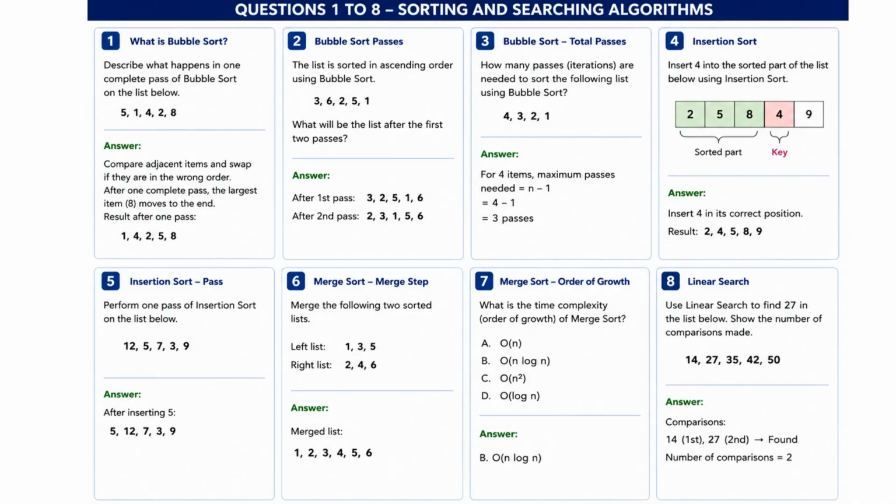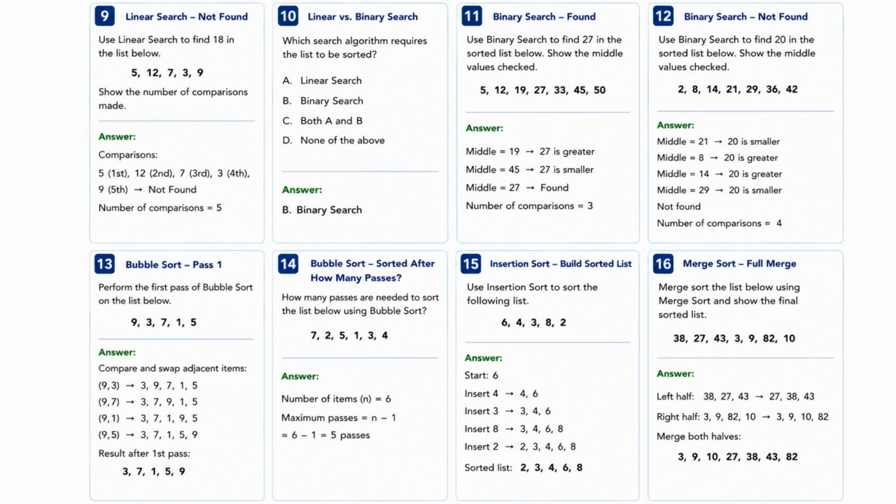Question 8 explains linear search. Students should understand that linear search checks each item one by one until the target is found. Question 9 asks students to perform a linear search where the value is not found. Students should count all comparisons carefully because every item is checked.